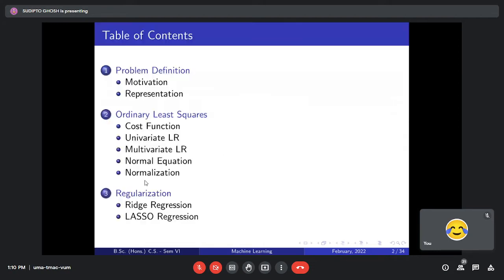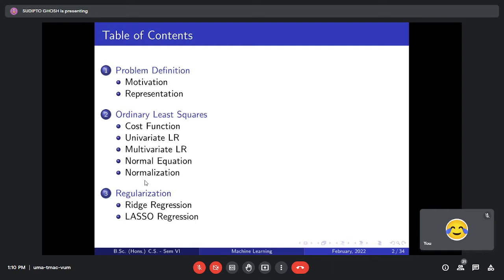So I'll begin with just giving an overview of what I will cover today. We will see how the linear regression problem will be defined, some motivation for the definition, like why do we apply a regression problem for such a case, then how do we mathematically represent the linear regression problem. Then I use the ordinary least square method that is introduced in the reference text. What is the cost function when we use the ordinary least squares?